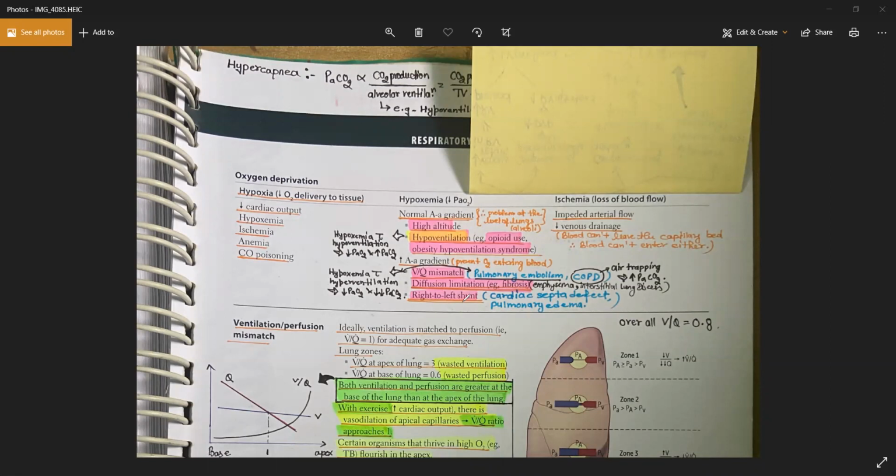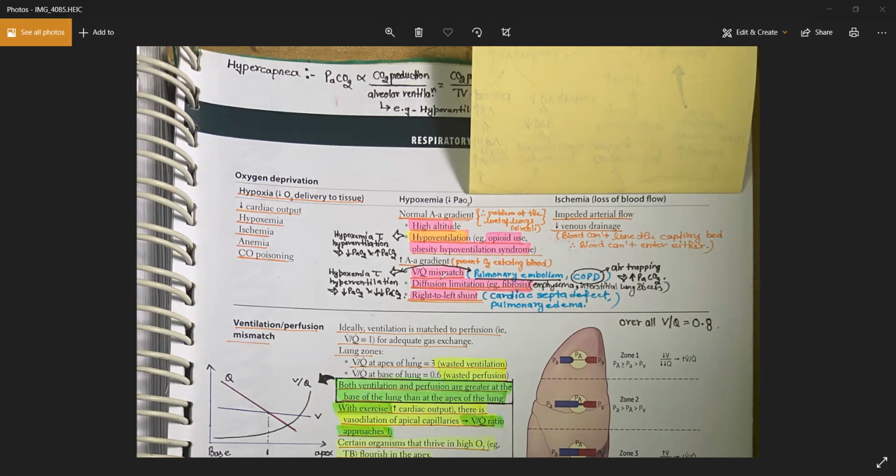Yes, patent foramen ovale. Yeah. Forget that condition. Yeah, yeah, yeah. Okay. Patent foramen ovale can also do that, right?